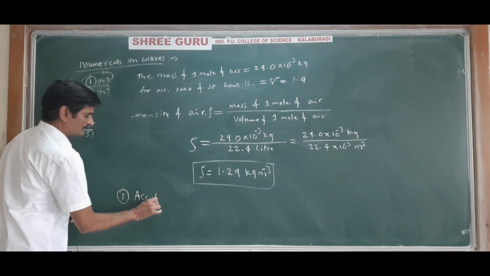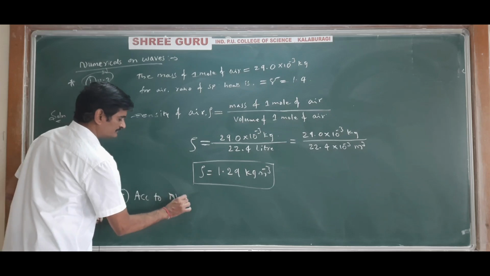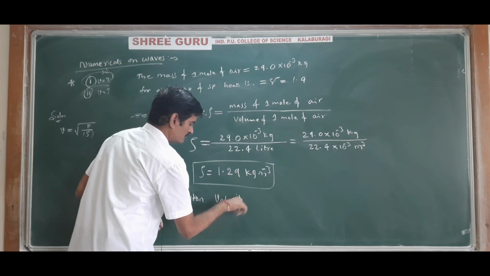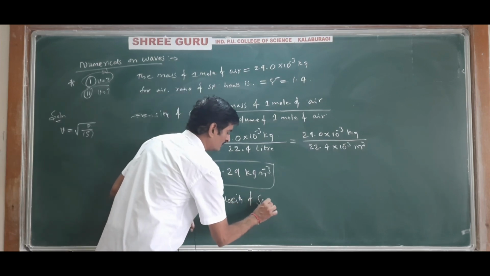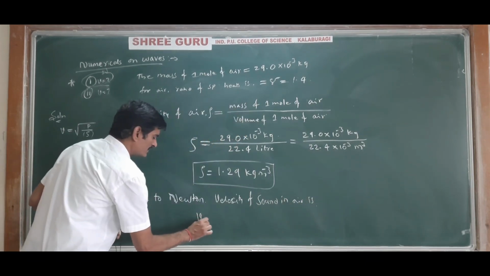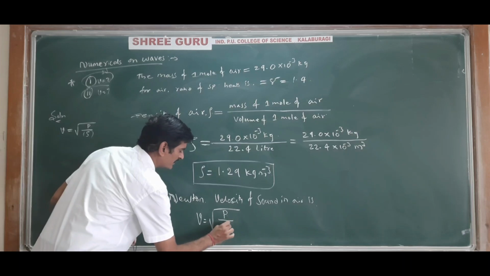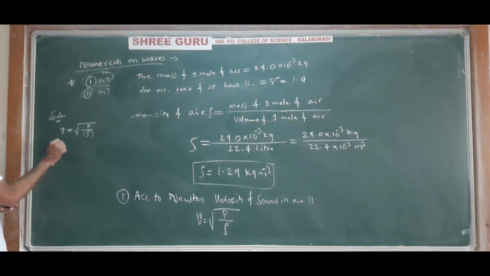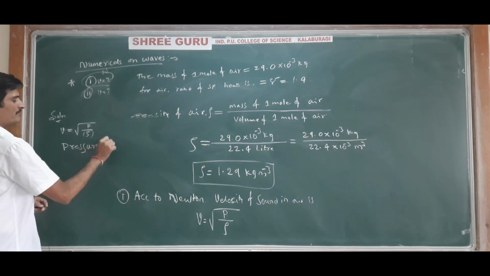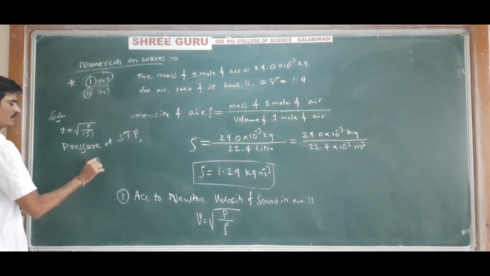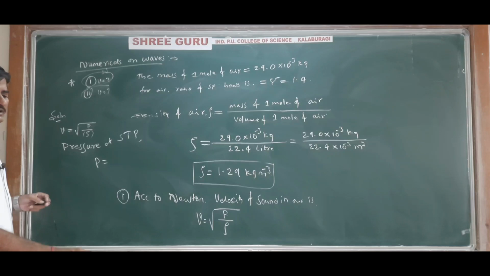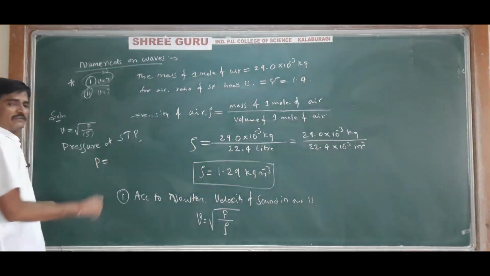So now the first one, according to Newton, the velocity of sound in air is V is equal to under root P divided by rho. P is pressure, and the pressure at STP, here I will write, that is the standard pressure, 1 atmospheric pressure, 76 centimeter of Hg.